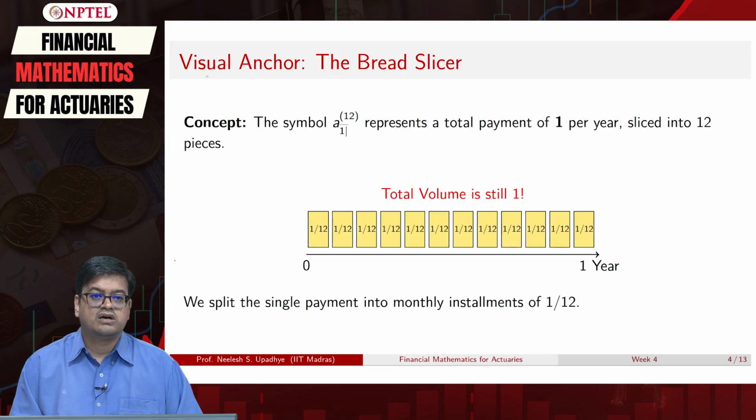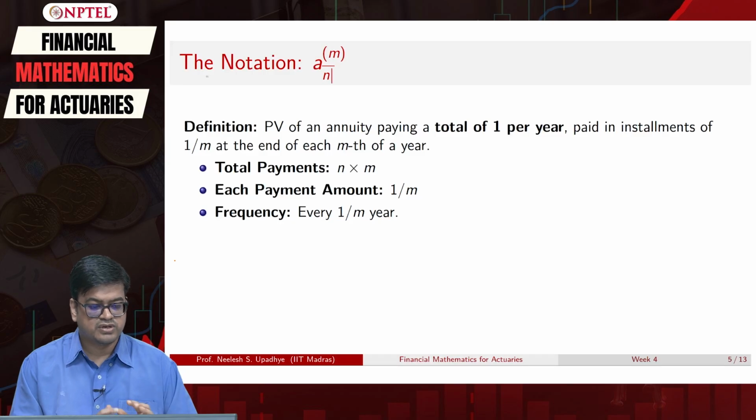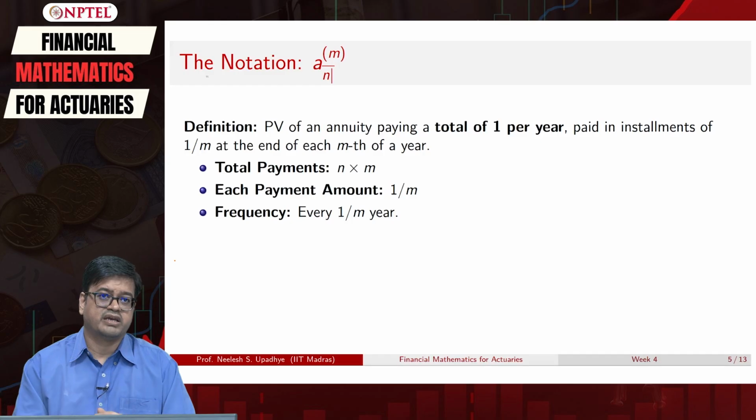Okay. So now let us come to our notation, which we denote a angle n superscript (m). Let us understand this notation. We are already familiar with the notation a angle n, which denotes the annuity immediate, which is paid at the end of the period, immediately after the end of the period on a yearly basis. Now the superscript that is added onto it is the bracketed m. It denotes the compounding frequency.